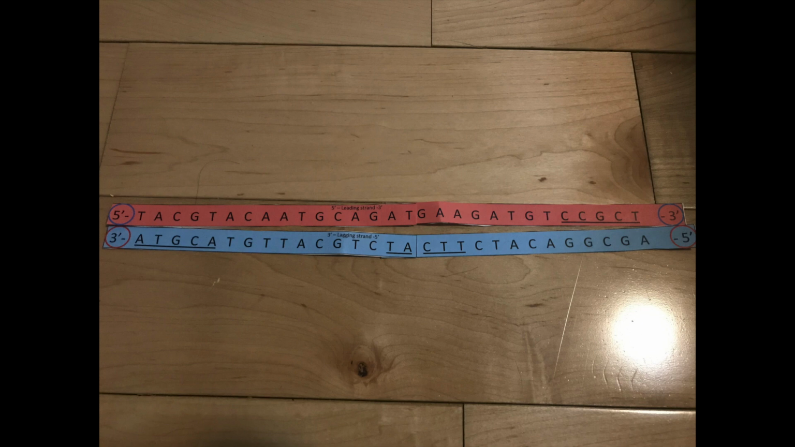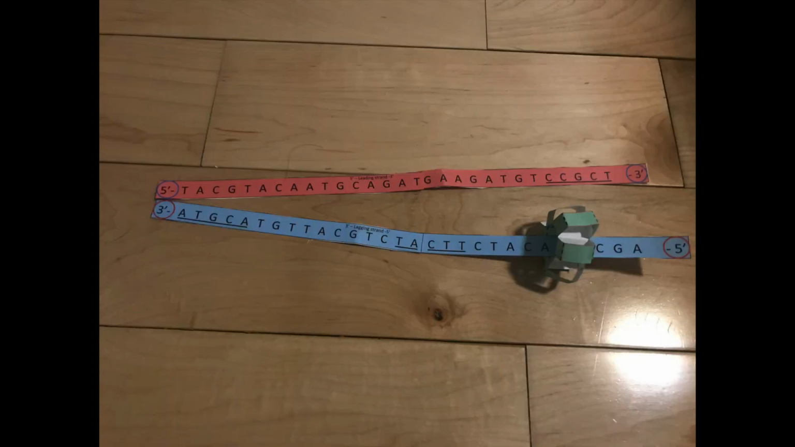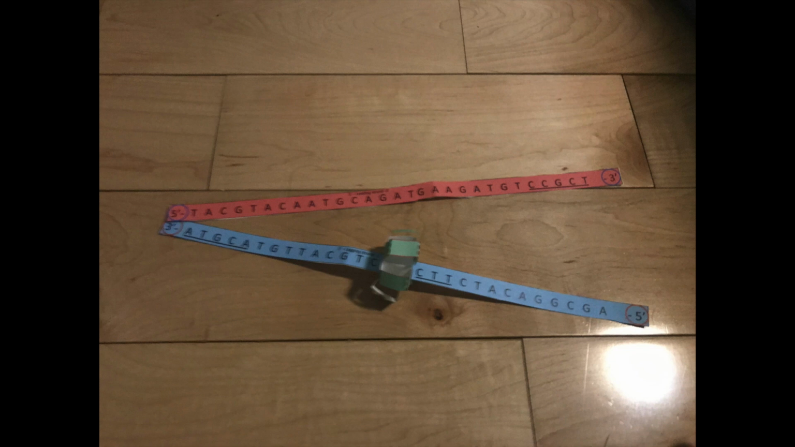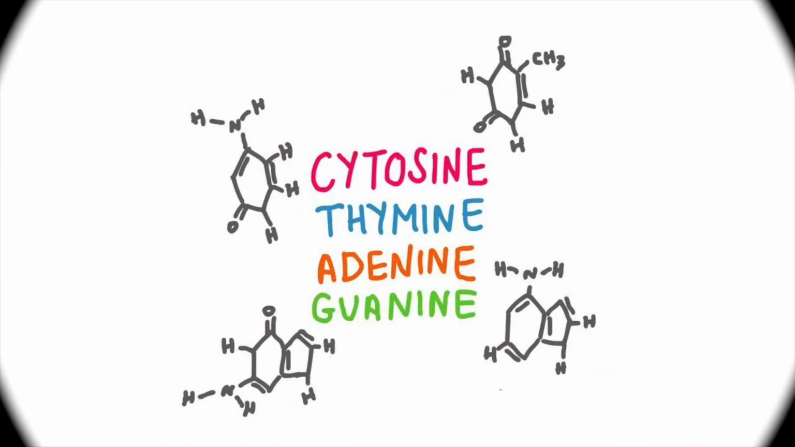The unzipping is carried out by an enzyme known as helicase, which breaks the hydrogen bonds that hold the partner bases together. These partner bases include adenine, the A, which pairs with thymine, the T, and cytosine, the C, which pairs with guanine, the G. These nitrogenous bases are also included in the nucleotide.